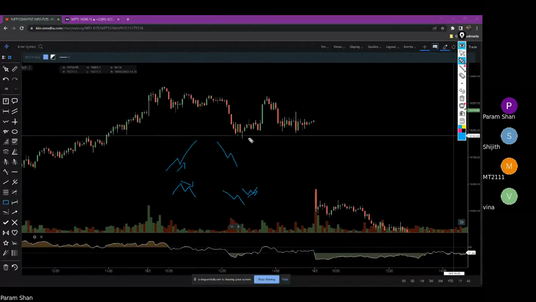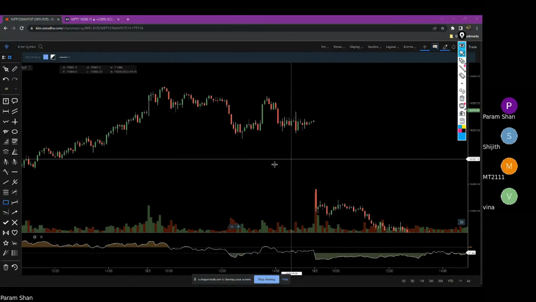So here, we can't call this a divergence, but the price is breaking up, no? So it's an accumulation, right? But you see, RSI is not on the accumulation. RSI is making higher highs. You're able to see the difference, no? Let me zoom further.